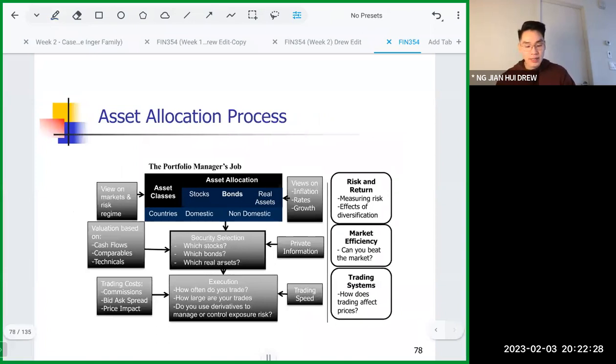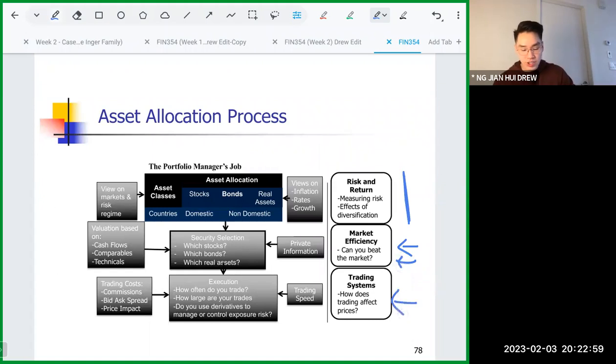Okay, so in terms of asset allocation, we need to determine various factors. We need to determine the risk and returns, and then we need to know whether we can beat the market, right? Because based on the efficient market hypothesis, which is year one, your year one course, if your market is fully efficient, you cannot beat the market, right? There's no use trying to trade. So we need to determine whether you can actually beat the market. If you believe that you can beat the market, then you are an active investor.